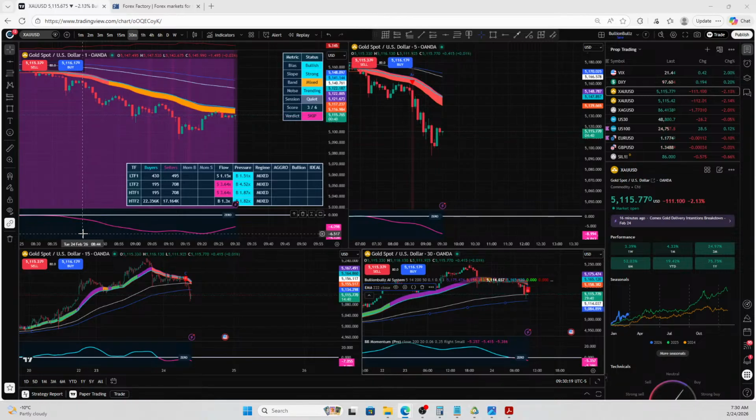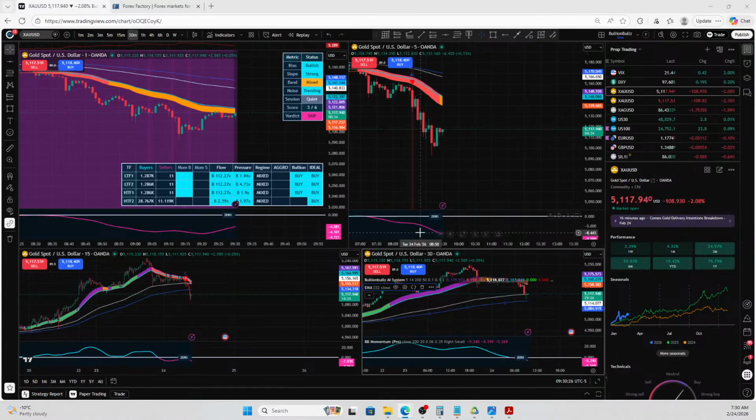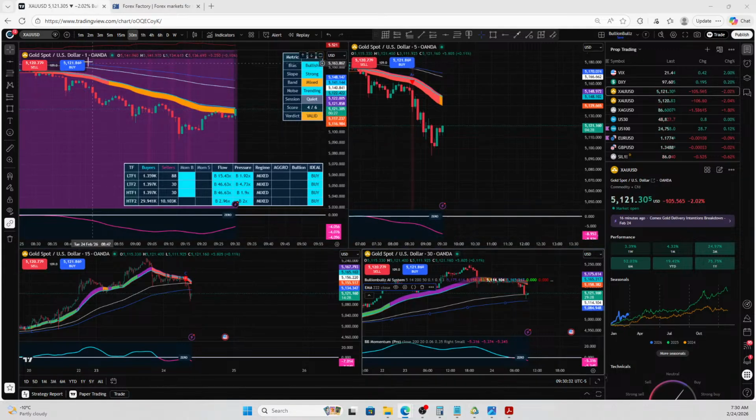Remember, we are looking at three different things. We're going to be looking at our bias here, which is pointing towards being bearish. We need that to align with the market structure, creating lower highs and lower lows. And we need our volume to align with our direction. If we have these three things together, we can go ahead and take the trade.